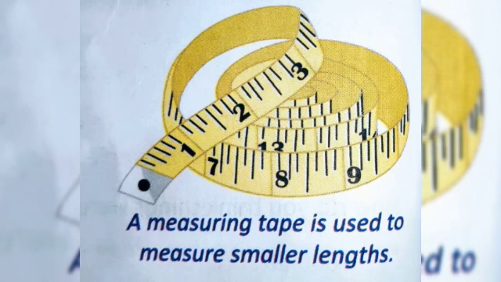Now, let us learn about some units of measurement. First, let's see measurement of length. Look at the picture given. This is a measuring tape. The measuring tape is used to measure smaller length. Length is the size or measurement of an object from its one end to another. Meter rule and measuring tape are some instruments used for measuring length.